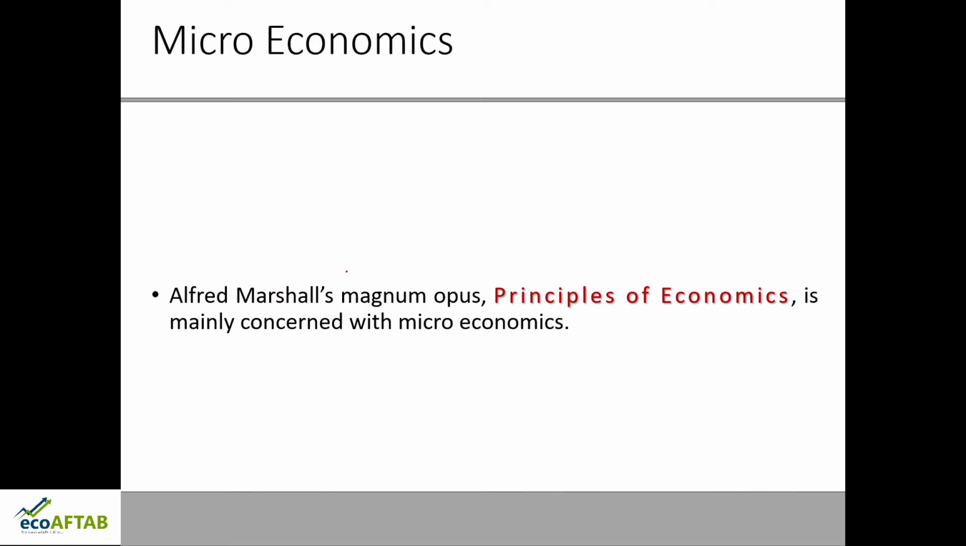Alfred Marshall's magnum opus, Principles of Economics, is mainly concerned with microeconomics. The entire syllabus of microeconomics, most of what we study, we have taken from Alfred Marshall's Principles of Economics. It may be utility analysis, demand analysis, cost analysis, the markets, or the theory of distribution. Most of these things come from Alfred Marshall's Principles of Economics.